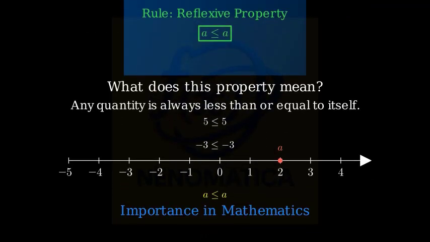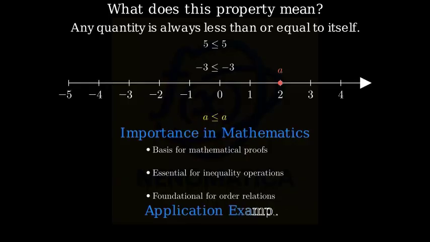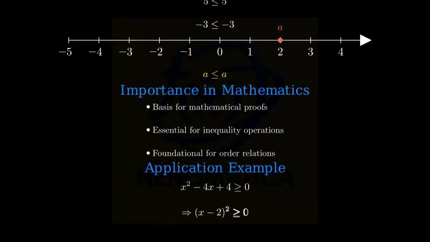This property may seem trivial, but it's actually quite important in mathematics. The reflexive property forms the basis of many mathematical proofs and is essential when working with inequalities. For instance, when solving an inequality like x² - 4x + 4 ≥ 0, we can factor this as (x - 2)² ≥ 0.